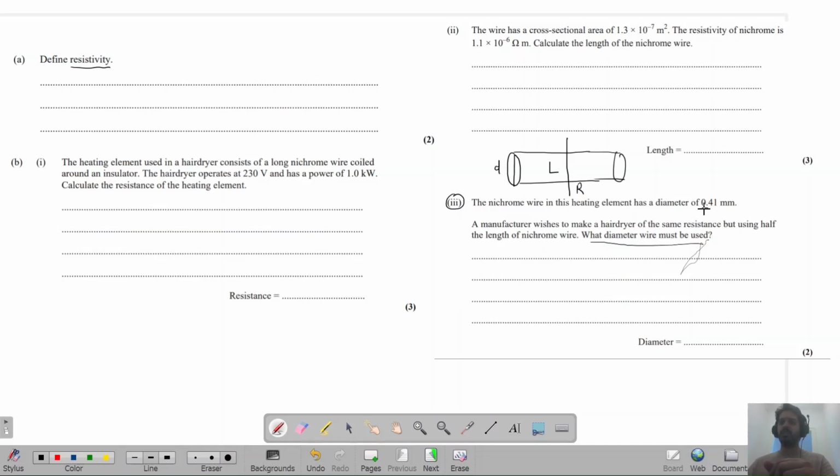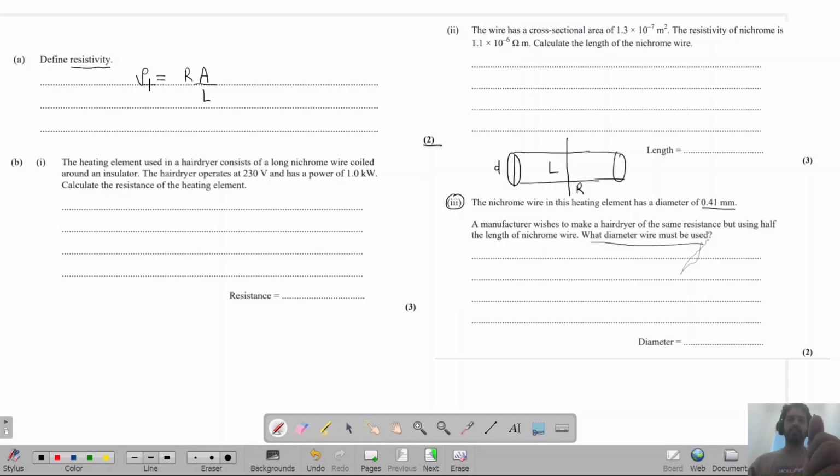So initially it's 0.41 millimeters, and now we are using half of the length of the wire, so the diameter must also change. The first question is, how is diameter, length, and resistance, how are these quantities related? And this is basically the definition of resistivity. So resistivity gives you the relationship between resistance, length, and area, and the equation is that resistivity equals resistance times area divided by length.